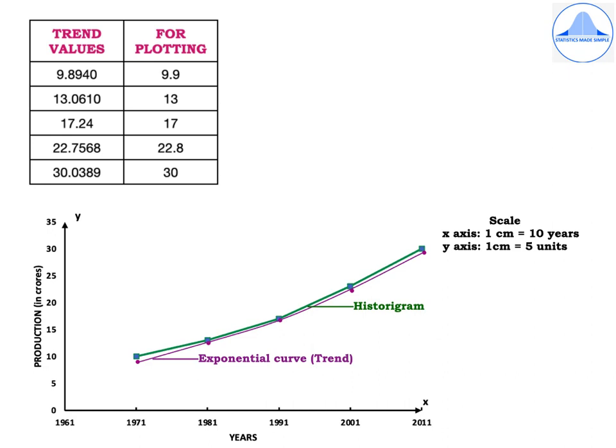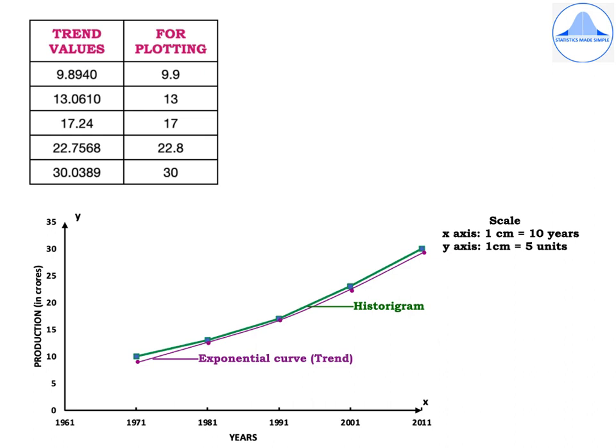On the y-axis, the production in crores are taken as 5, 10, 15, 20, 25, 30, 35. Now, corresponding to each year, we need to plot the actual values. So, corresponding to 1971, mark the value 10. For 1981, mark 13. 1991 is 17. 2001 is 23. And for 2011, it is 30.